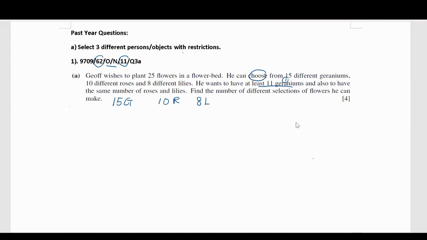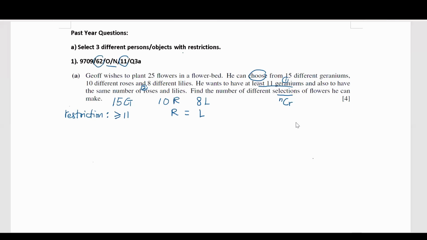The first restriction, so I put it here: at least 11 geraniums. And also to have the same number of roses and lilies. So roses and lilies have the same number. All right, this is the second restriction. Now we are going to find the number of different selections. See, the keyword is asking about selections. So we are going to use nCr in order to find out the number of ways flowers he can make.